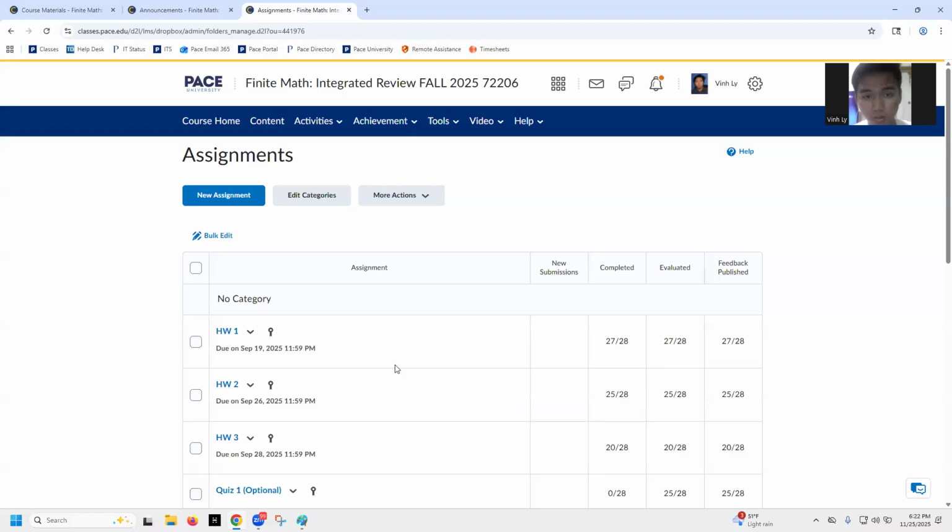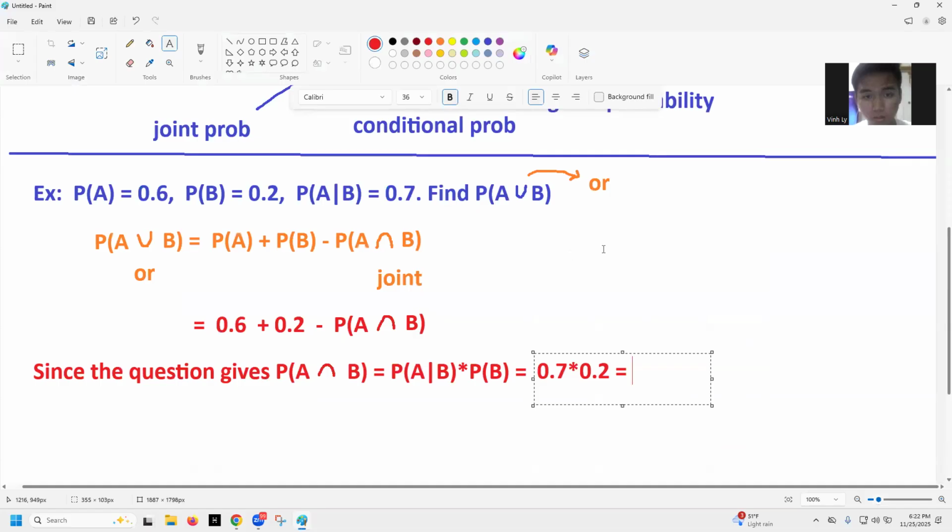I also had a question. I think you went over this, but does the C mean subset? If it looks like A to the power of C, does that mean subset? No, it's not a subset. It's a complement. I'll let you know what it is. So let me just finish that question.